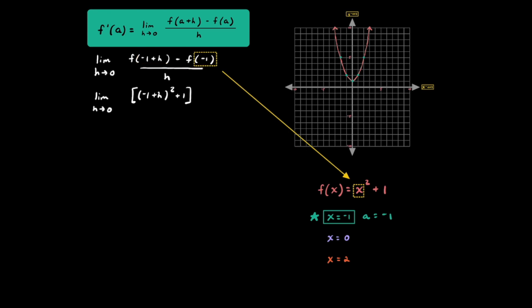Now let's subtract f of negative 1. Substituting negative 1 in for x, we're going to get minus the quantity of negative 1 squared plus 1. This whole thing is going to be over h.